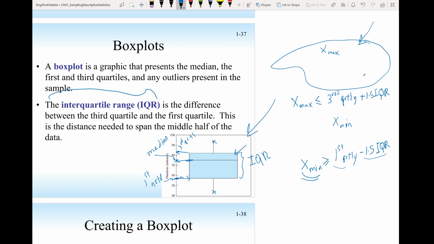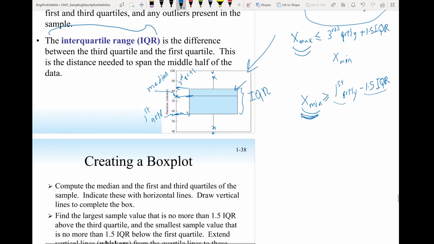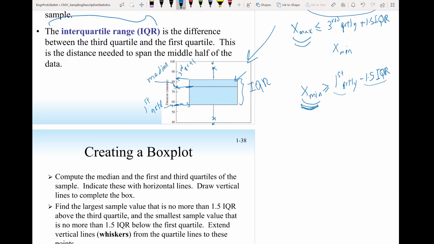Now, any data point larger than Xmax will be an outlier, and it will be somewhere here, and I plot it here. Any data point less than X-min is also an outlier, and I plot it here. This line here, this line here, and this line here, we call them the whiskers of the plot. And when you look at this box plot, you can learn a lot about the data in the sample.